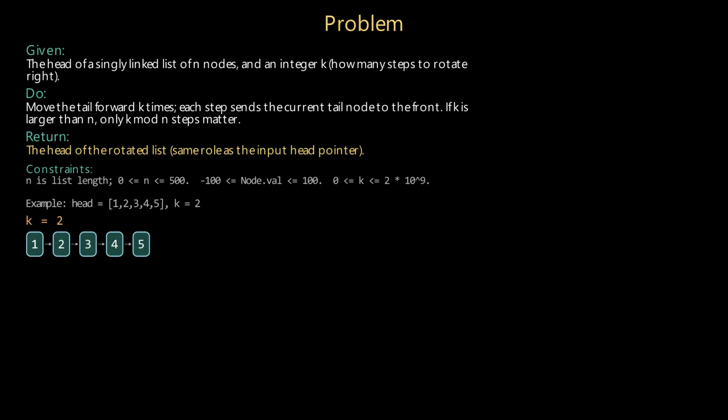Given the head of a singly linked list and an integer k, rotate the list to the right by k places, the tail should advance k steps forward and wrap around to the front. Return the head of the list after rotation. Example, values 1 through 5 with k equal to 2. The last two nodes, 4 and 5, move to the front, so the new order reads 4, 5, 1, 2, 3.